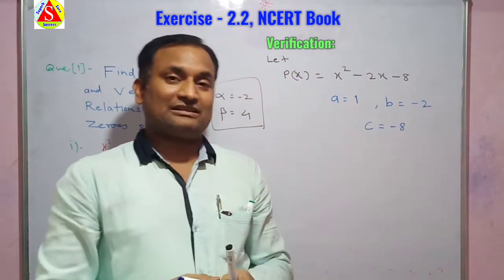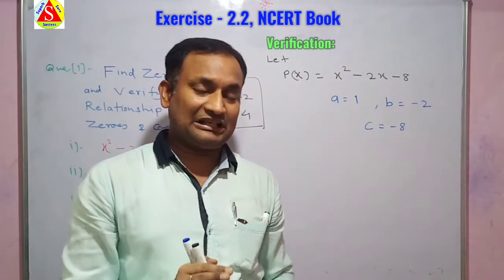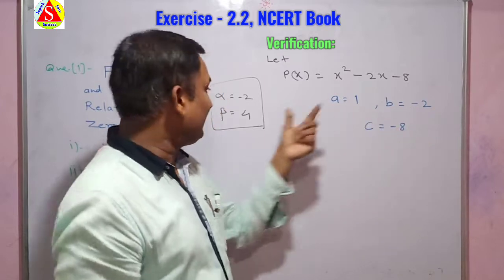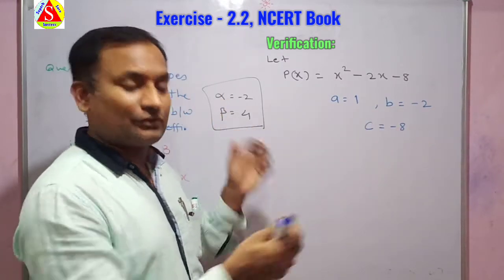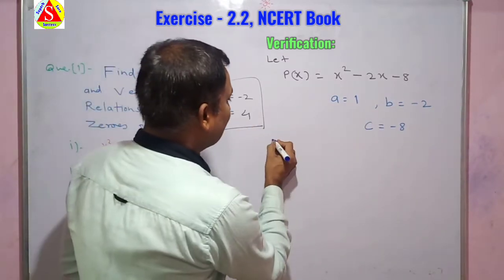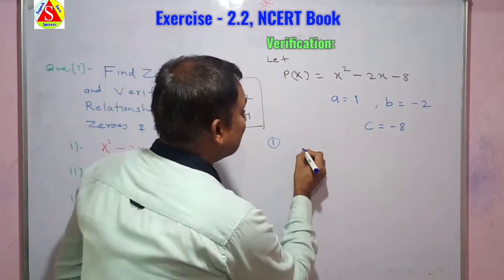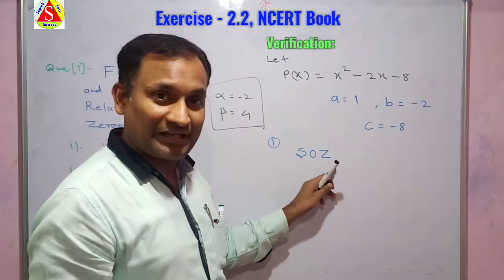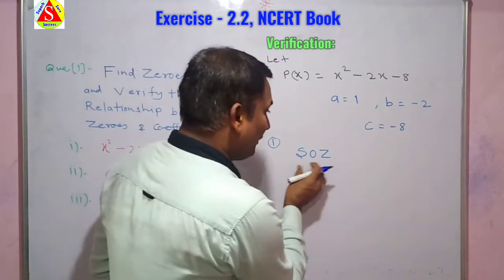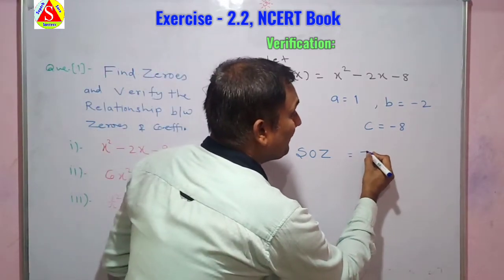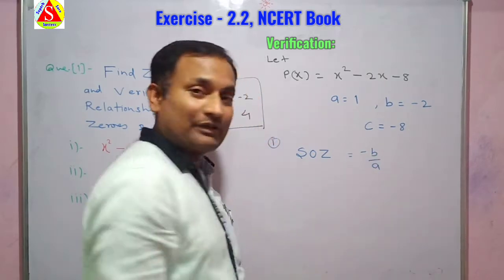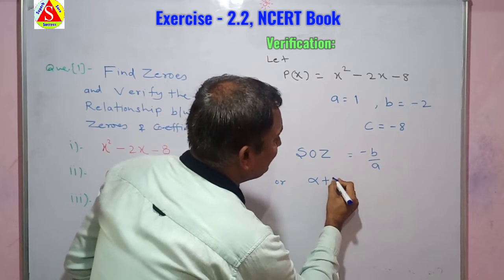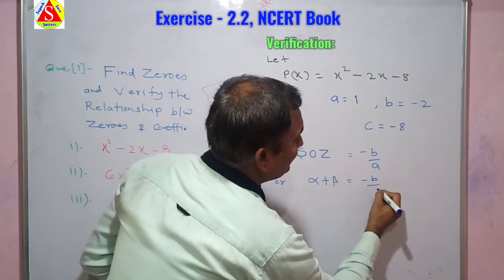So dear students, now we have sufficient data to verify. Here we have the coefficients value as well as the zeros value. So now we are going to verify the first one, that is the sum of zeros, in short SOZ. We know that the sum of zeros is equal to minus b by a. So let's put the value, alpha plus beta is equal to minus b by a.